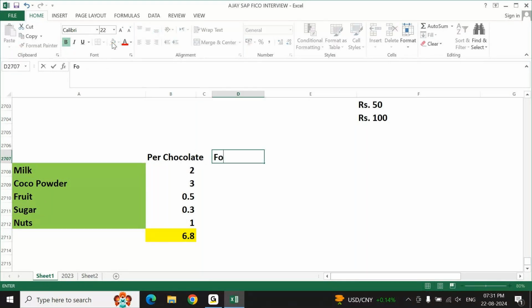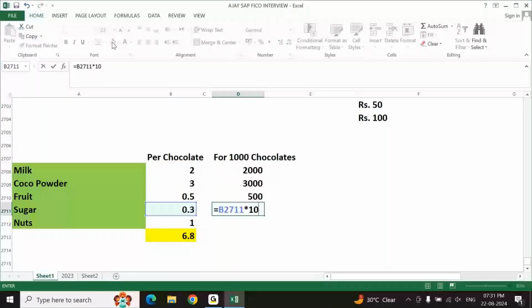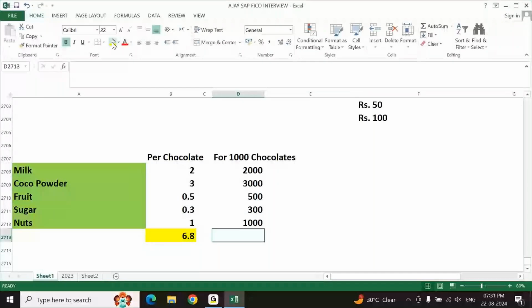Now this is per chocolate. If I say for 1,000 chocolates, what is going to happen? 2 multiplied by 1,000, 3 multiplied by 1,000, 0.5 multiplied by 1,000, 0.3 multiplied by 1,000, 1 multiplied by 1,000. Now overall, my cost is 6,800.